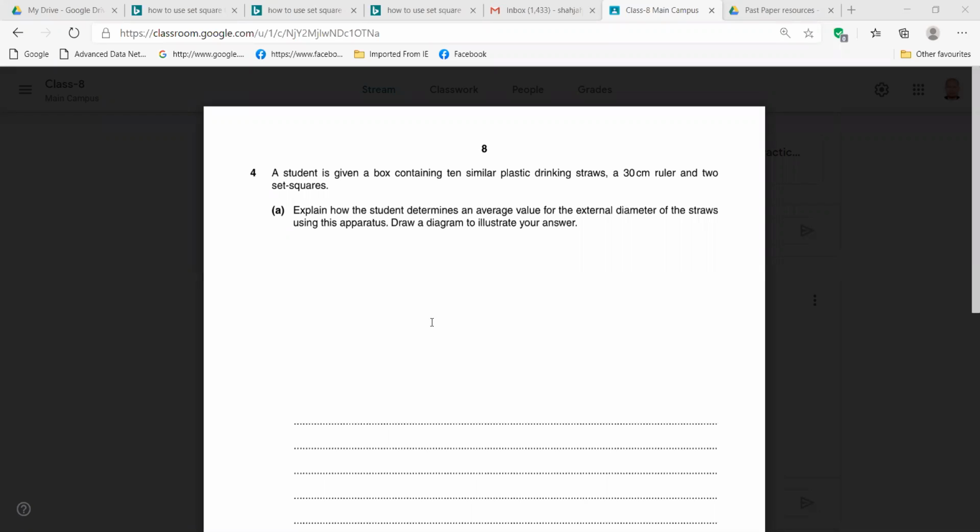Why? Because even while using the ruler for 10 straws together, because of parallax error, there might be a little bit, maybe 0.1 centimeter wrong or 0.2 centimeter wrong. But that is also an error, right? That error also we want to reduce. Is it clear? That's why we want our set squares.